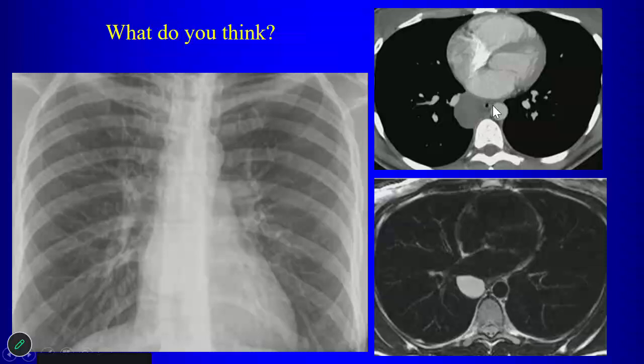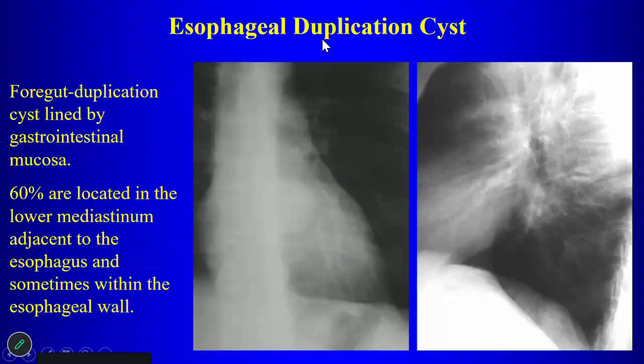What's this guy over here? That's the esophagus. So when you have a cystic lesion like that in the mediastinum that's in contact with the esophagus, what are we going to call it? That's an esophageal duplication cyst. All right. So same along that spectrum of bronchopulmonary foregut malformations, these tend to occur lower in the mediastinum, and these are in contact with the esophagus.